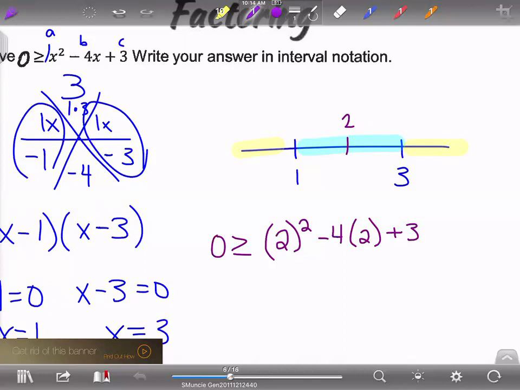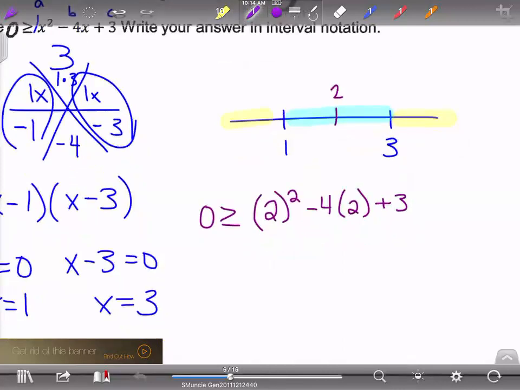So if we plug in 2, we happen to again get a true statement.